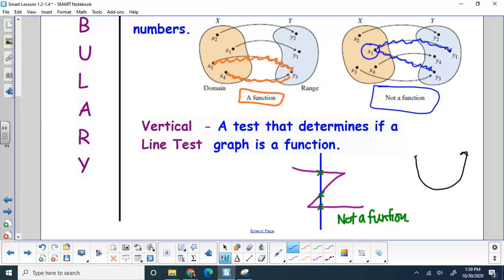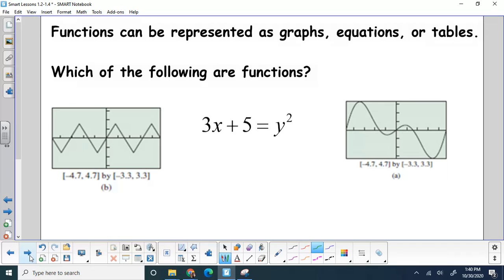For example, if I draw a U-shaped graph and drag this blue line across that, notice that it only touches the U in one spot at a time. Therefore, I would state that this blue or this U-shaped graph is a function as the vertical line passed it. Okay. Again, that was probably a review. So let's get into some of the information that isn't as common right after we do one more example reinforcing it. So here are two graphs and an equation.